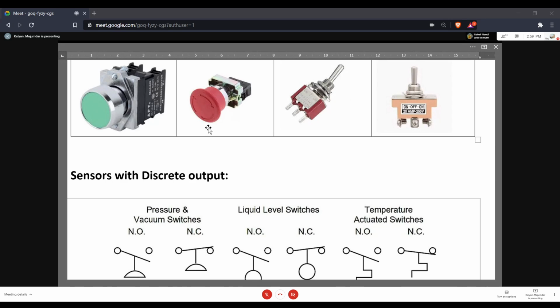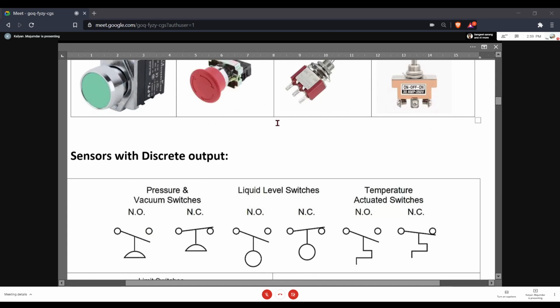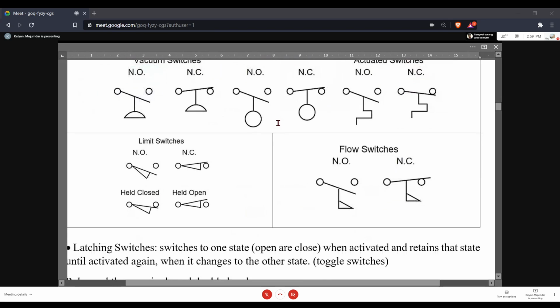Let's come to an example. One very popular type of sensor with a two-state output, these are also referred to as sensors with discrete outputs. Discrete output means the output can have only two states. It's also referred to as sensors with two-state outputs. Now, one of the most popular types of sensors is the so-called limit switches.